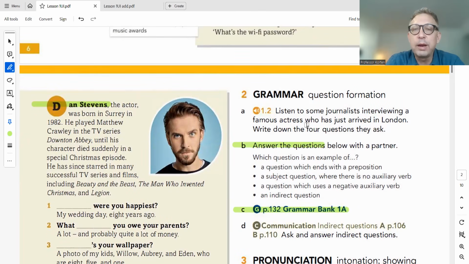We're going to look at the grammar formation of questions, and we'll look at both of these here for just a second. So let's look here. This chapter is principally about, in the grammar at least, forming questions. How do we form questions? Now, obviously, at the upper intermediate level, you know how to form questions.